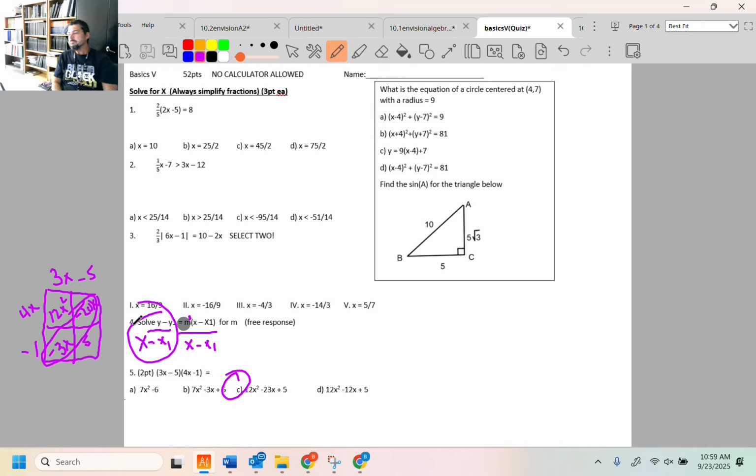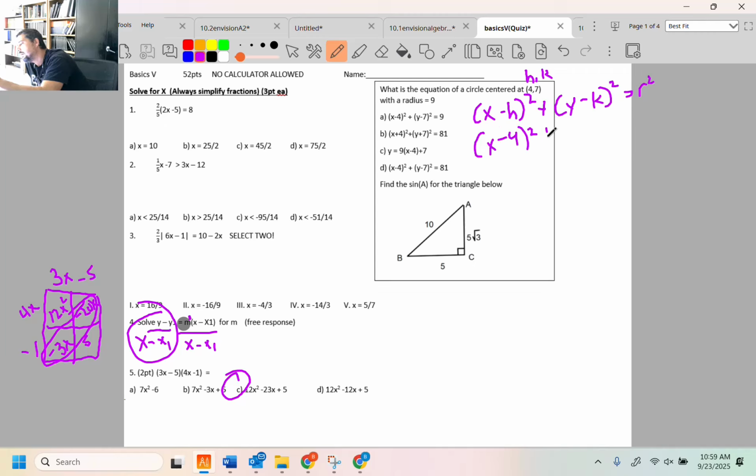Moving forward, the ACT section, complete disaster, 100% disaster because we didn't do our practice sheet. The standard form for the equation of a circle is (x minus h) squared plus (y minus k) squared equals r squared. You can't sit there and complain about my class if you don't do anything. You get h and k from right here. So (x minus 4) squared plus (y minus 7) squared equals r, for radius, 9 squared. 9 squared is 81. Always has been, always will be.